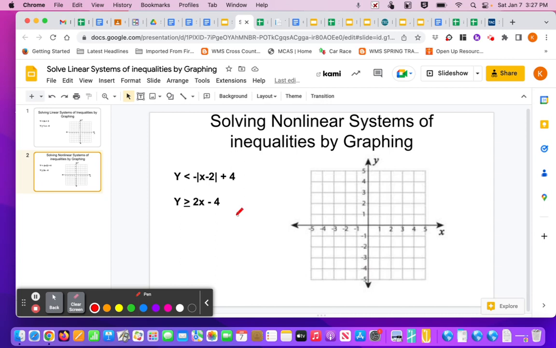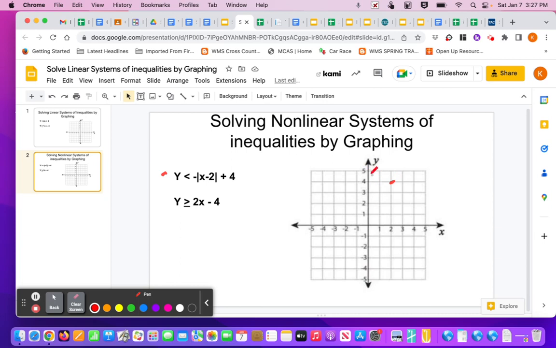It's a nonlinear system because if you look at this first one here, the red inequality, this is nonlinear. It's an upside down V. We have seen this before, this absolute value inequality. So I'm going to graph it for you right here. We know x minus 2 shifts the vertex over to 2, and the plus 4 brings it up 4. So we're talking about the vertex being here.